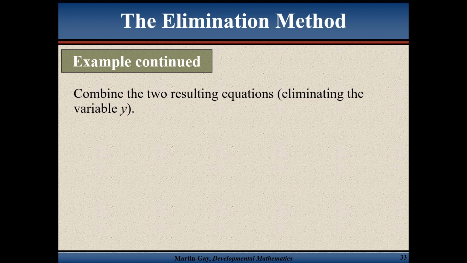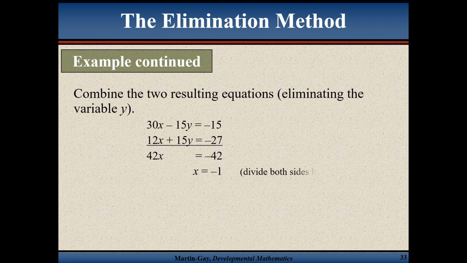Combine the two results by eliminating the variable y, as you see in there. So the y gets eliminated, and then you are going to add. So this is a trick. Once they have different signs, you're going to add the equations. And if they have the same sign, you subtract. So 30x plus 12x gives you 42x.